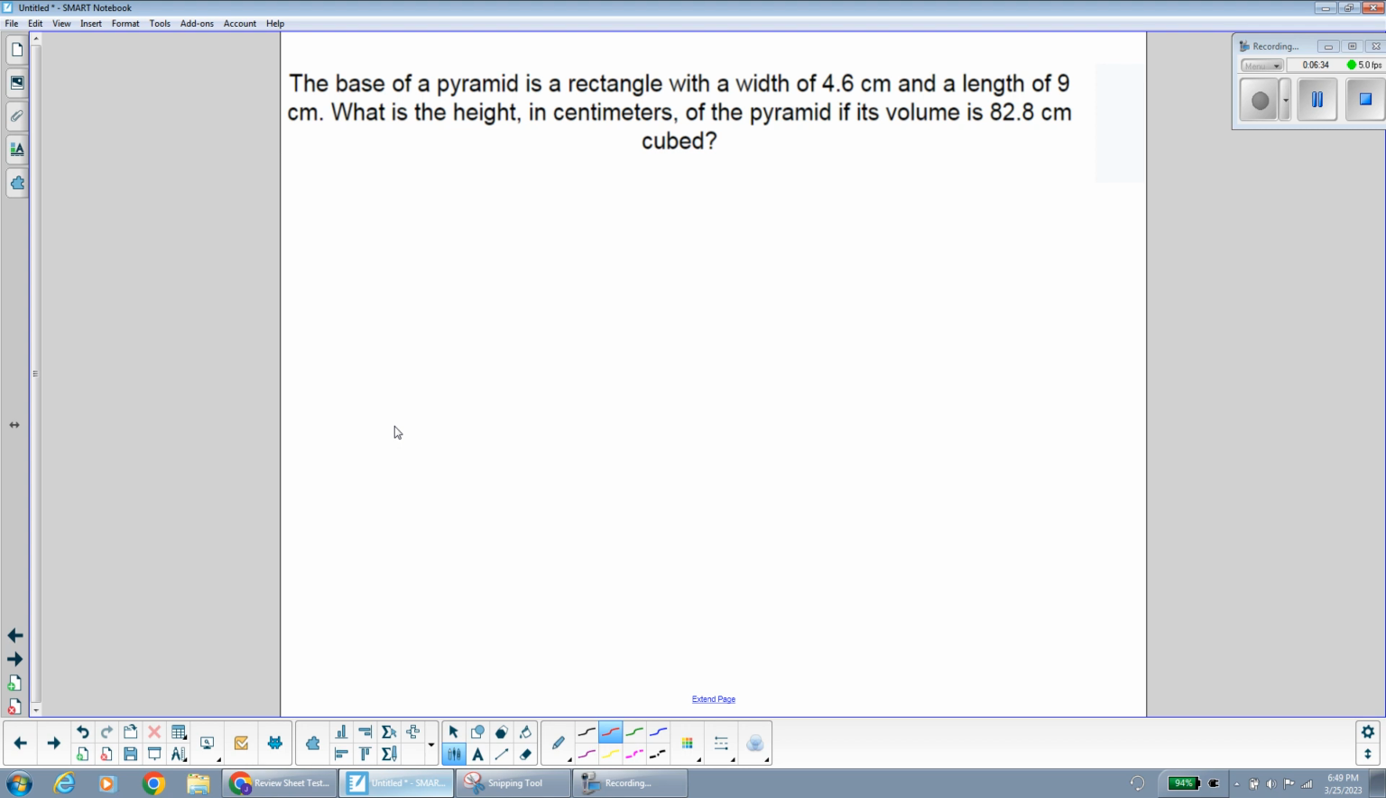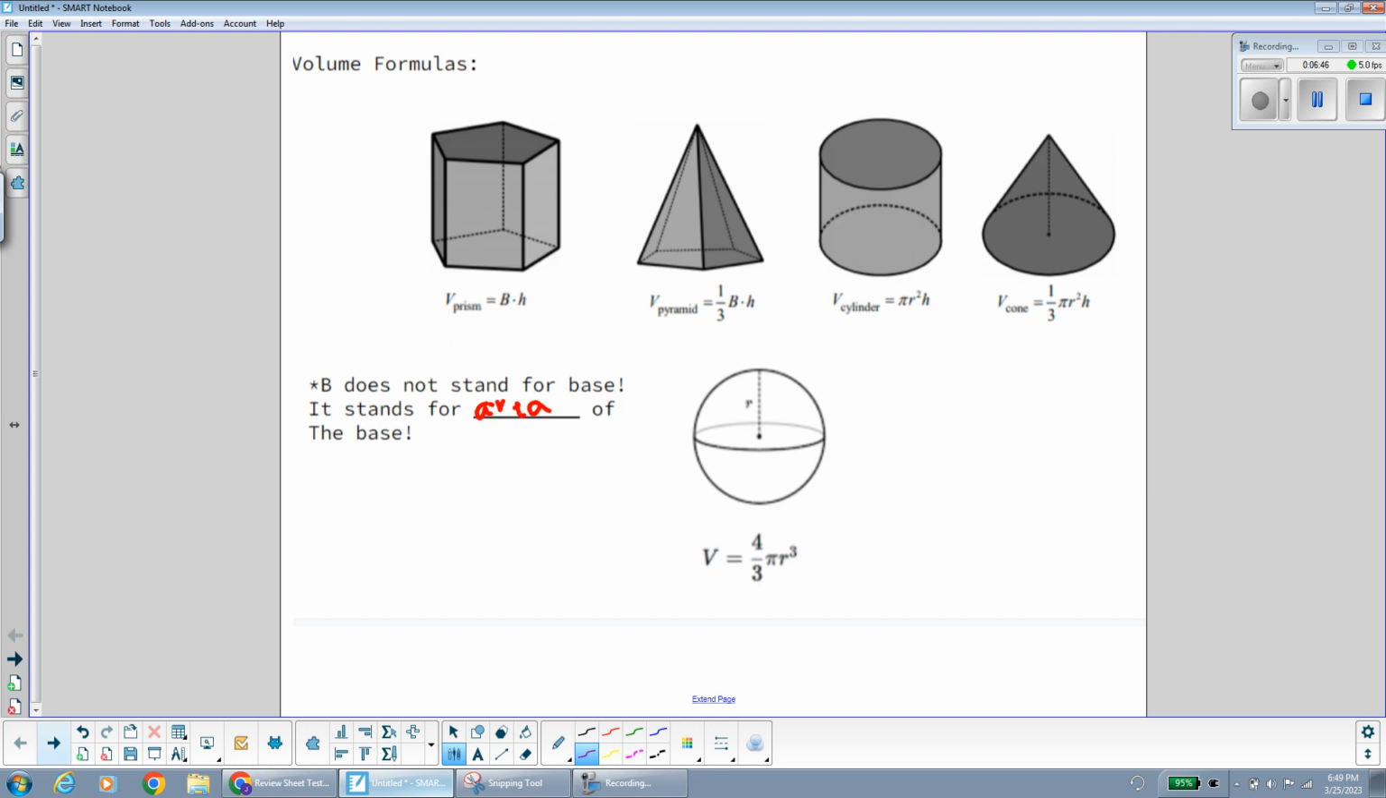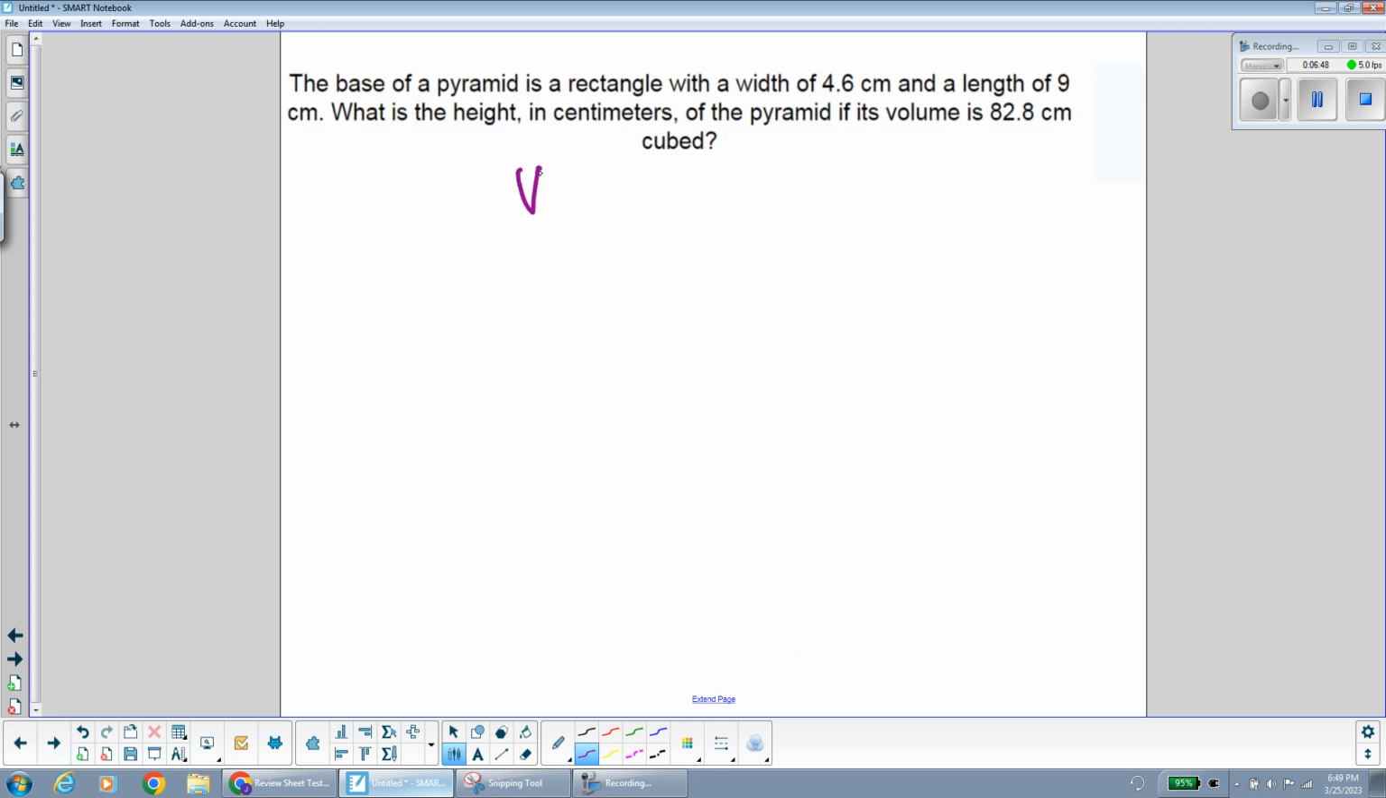Okay, take a pause for a second, pause the video and read the question. We are going to be finding the height of a pyramid. So the volume of a pyramid formula is 1/3 area of the base times the height. Now, the base of this pyramid is a rectangle, and it has a width of 4.6 and a length of 9 centimeters.